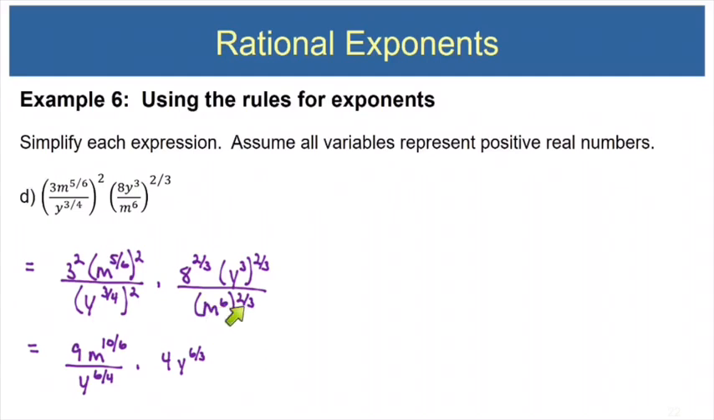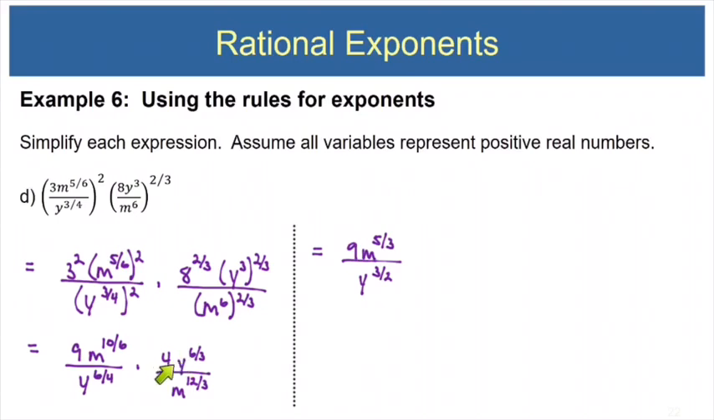In the denominator, again, we're multiplying exponents, so m to the 6th raised to the 2/3 becomes m to the 12/3 because 6 times 2 is 12. Now I am going to go ahead and simplify each of these exponents before we take the next step. So 10 and 6 can both be divided by 2. So in the top here, I'm going to have 9m to the 5/3. In the denominator, both the numbers in this exponent can be divided by 2. So in the denominator, I'm going to have y to the 3/2.